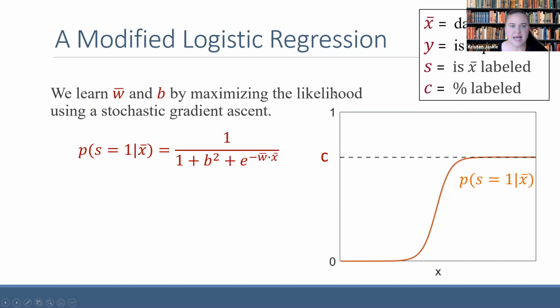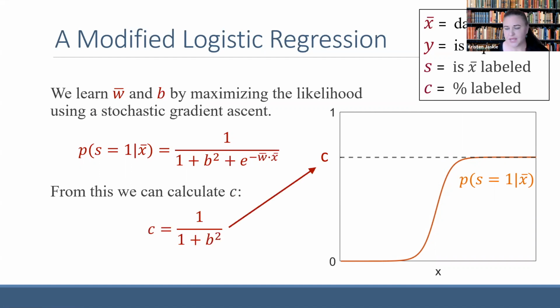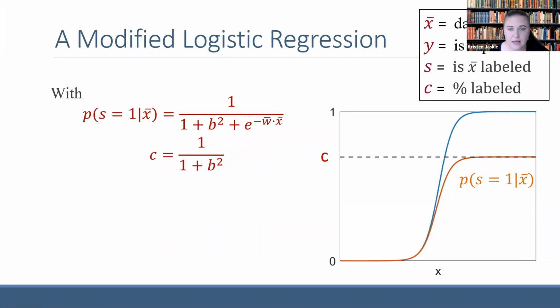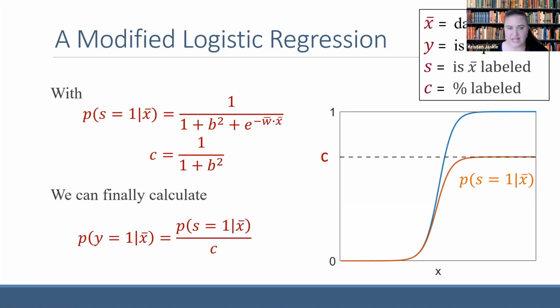And we can use stochastic gradient descent or any other kind of learning algorithm and learn those. And then from that, we can calculate C. And that's how I got B, it comes before C. And that's going to give us this asymptote. From this, we can finally calculate our final classifier, right? This is what we wanted all along.